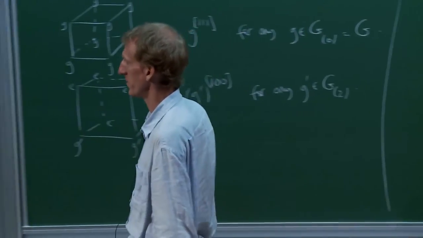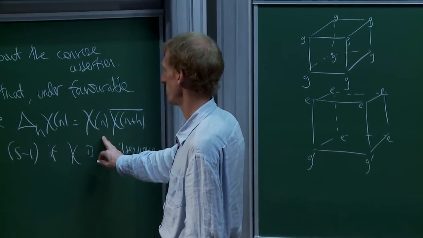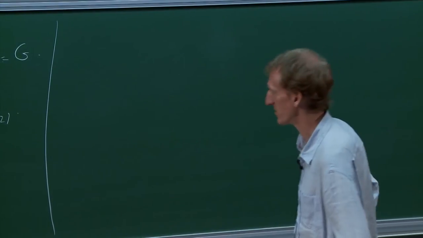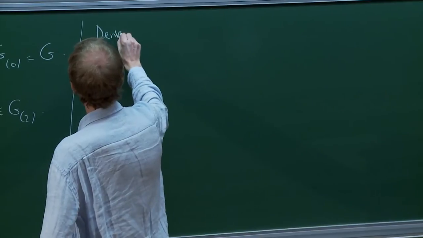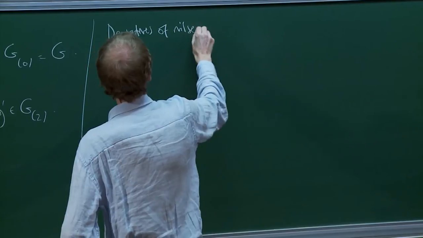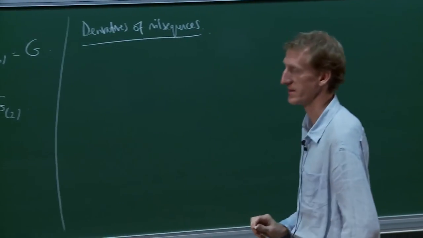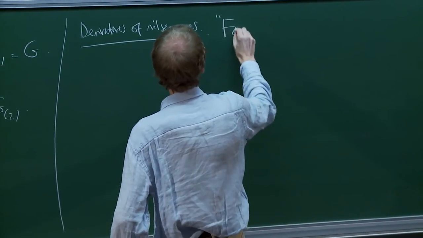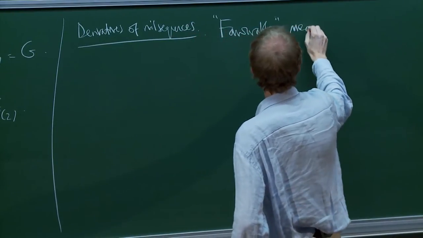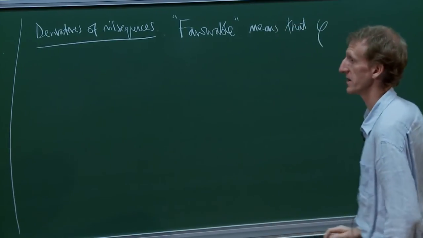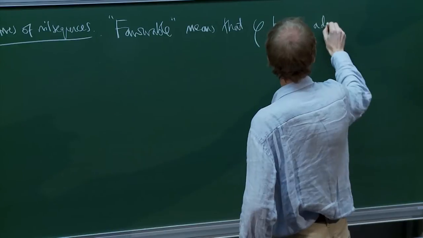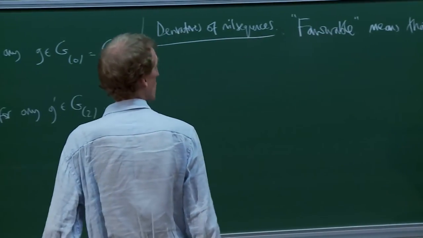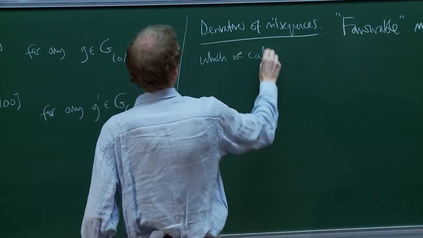Okay, now I'm going to explain a little bit of this. The statement is that if I have a nilsequence and conditions are favorable, then its derivative is a nilsequence of class one less. Favorable turns out to mean that the automorphic function phi has a certain additional invariance, which we call having a vertical frequency.